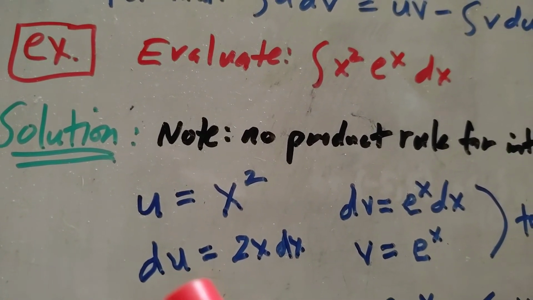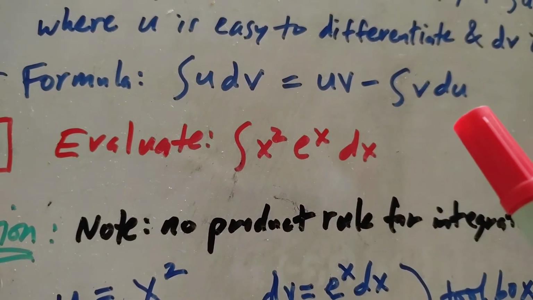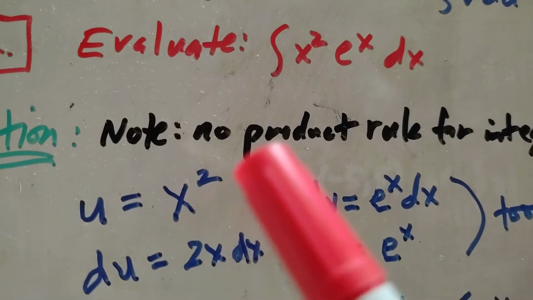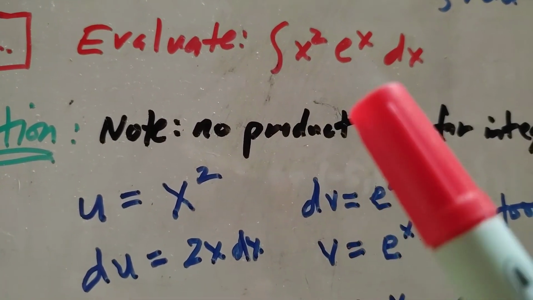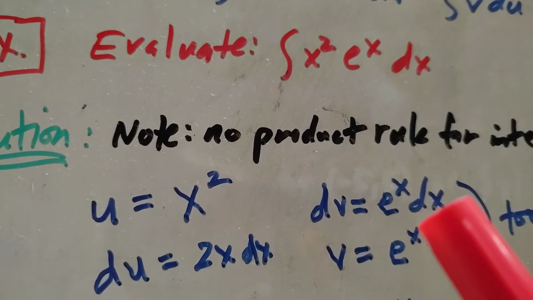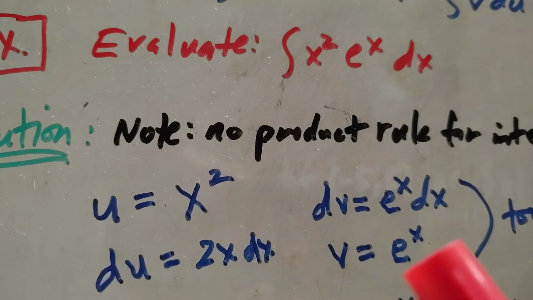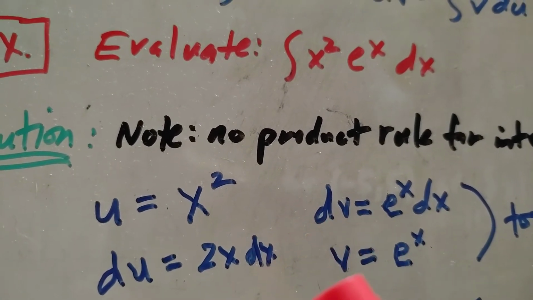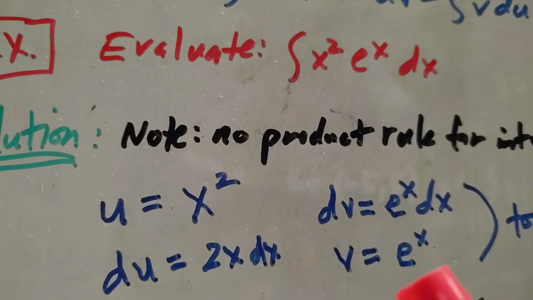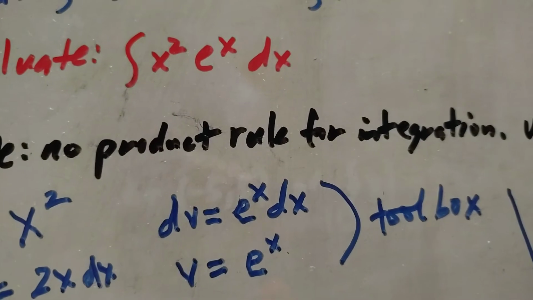We want du. Why do we want du? Because look at this formula. It involves a du. Now if I chose u as x squared, then dv is going to be everything else. So dv is e to the x dx. Don't forget to write that dx. And we can integrate each side. The integral of dv is v. The integral of e to the x dx is just e to the x. You don't have to write plus c because this is just the toolbox, as it's called.